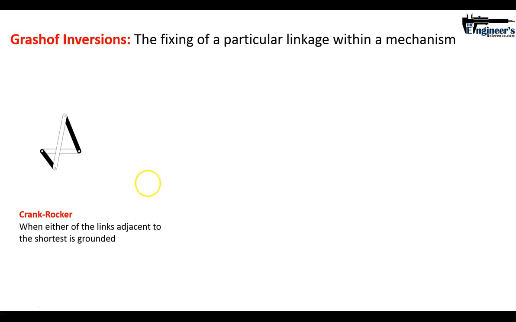rocker condition. So here we have the ground is adjacent to the shortest link. We end up with a crank, the complete revolution, and a rocker condition. Again, that has certain purposes to it. Again, your windshield wiper is a good example.